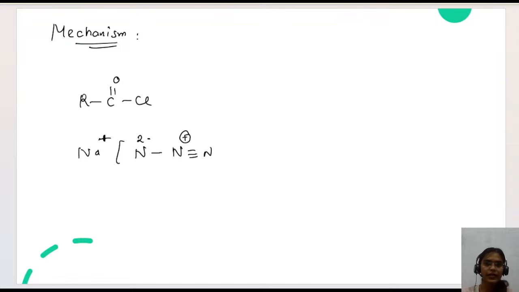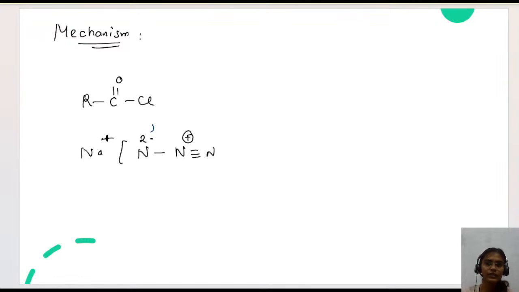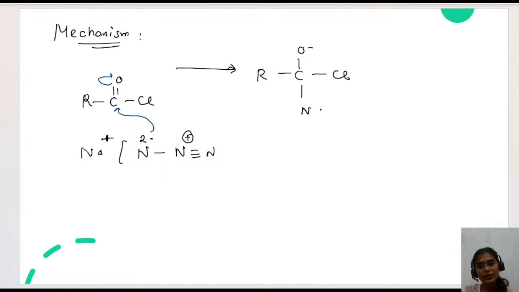Let's see what step number one is. This simply attacks here, and this bond opens up. Everyone may know the basic criteria for the mechanism. First of all, an O negative is generated, a Cl negative, and this nitrogen is connected like the previous one, with a triple bond nitrogen, and that nitrogen still has a negative charge. See this: this oxygen simply moves here and the Cl leaves the molecule.